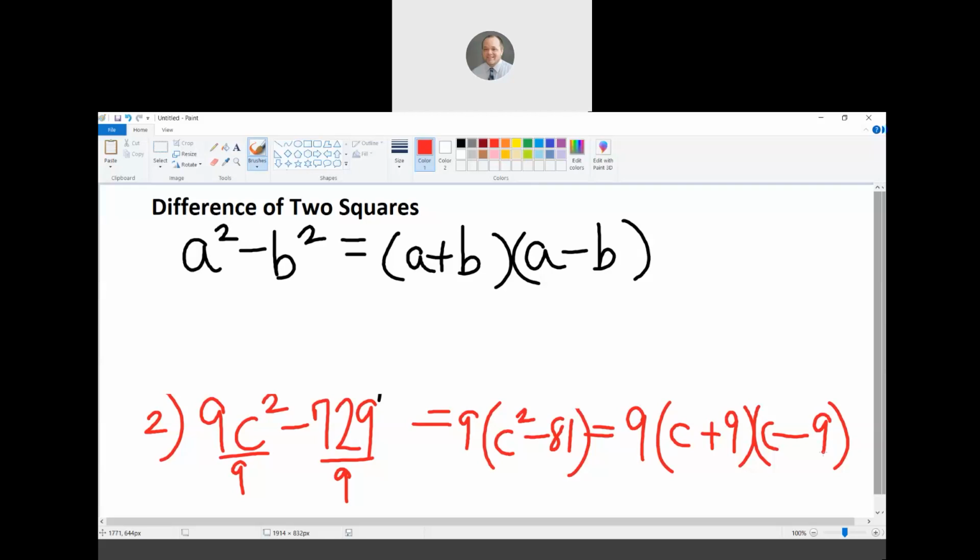Let's look at this next problem. We have x squared minus 61. Although we have a difference and a binomial, we cannot factor this because 61 is not a perfect square root. So polynomials that cannot be factored are called prime.